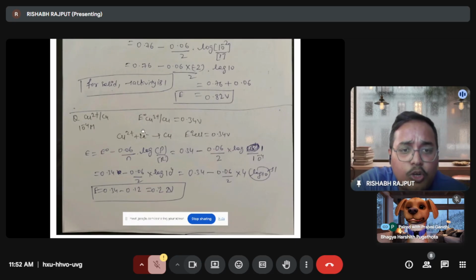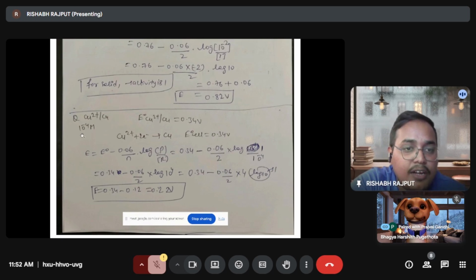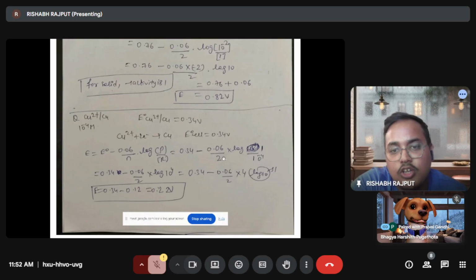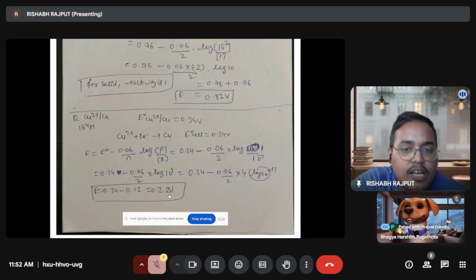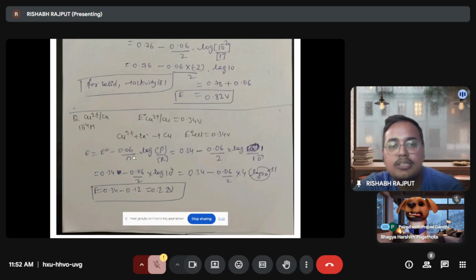Here you are transferring 2 electrons, that is why you put n value as 2. And the product value is 1. Why? Because here copper is solid. This copper is solid, so you just take the product value as 1. And the copper positive solution concentration is given here as 10 power minus 4, just take 10 power minus 4 in. Now you know how to solve. Just solve this formula and you can get the answer. The answer will come 0.22 volt. You can solve it at home, but the formula and concept you can understand here.